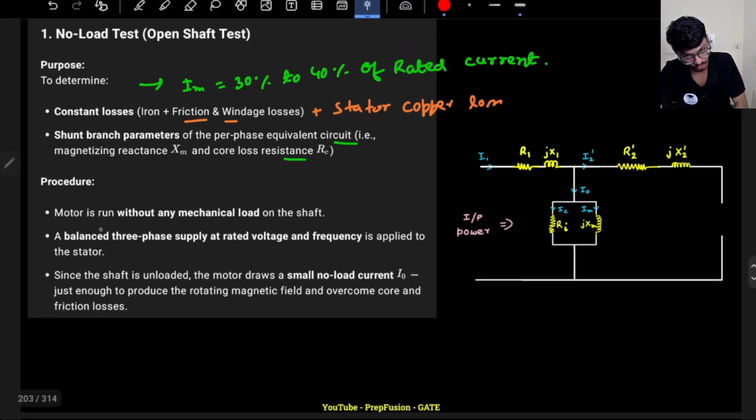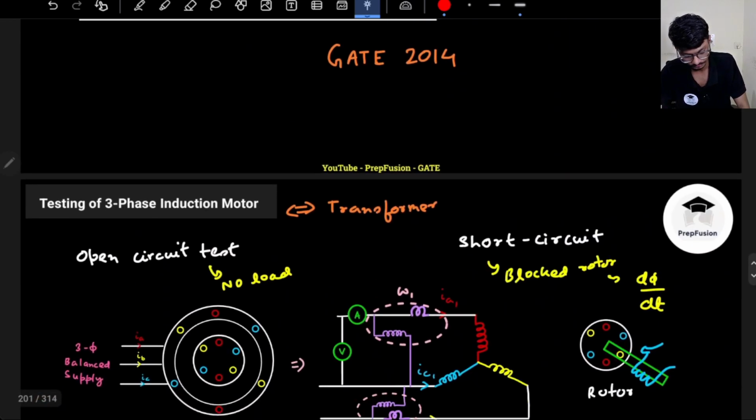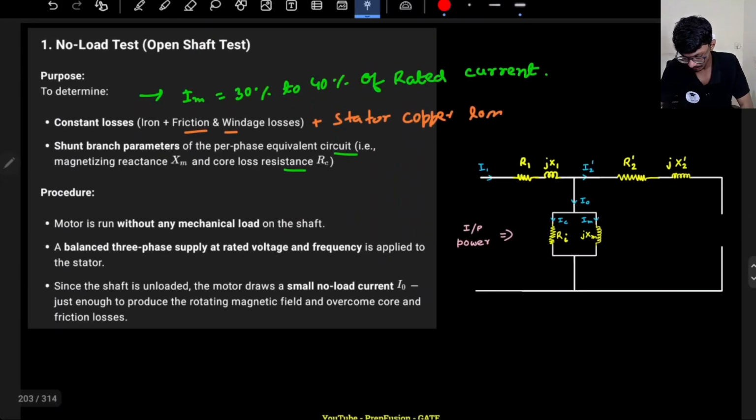So what is the procedure? Run the motor without any mechanical load on the shaft. On the shaft there should not be any load, that is the first thing. And next, a balanced three-phase supply at rated voltage and frequency is applied to the stator. So a balanced three-phase supply will be applied to the stator side with rated voltage.